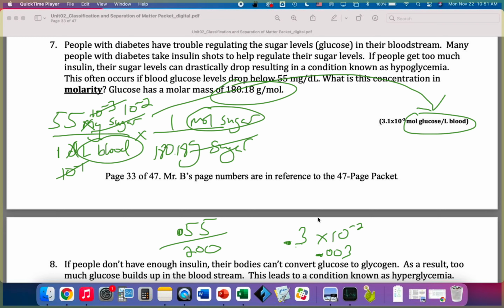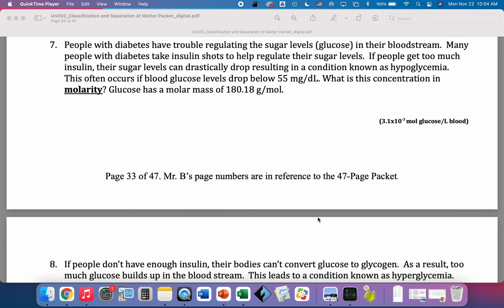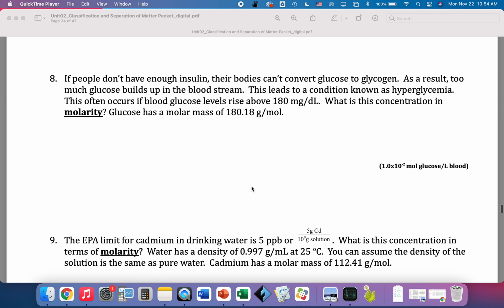So let's check this in the calculator, see what we get. We have 55 times 10 caret negative 2, get an answer, divided by 180.18. So sure enough, with 2 sig figs on top, 5 on the bottom, we'll go with 2 sig figs, so 0.0031. Or 3.1 times 10 to the negative third. Good to go on number 7. All right, let's take a look at problem number 8.